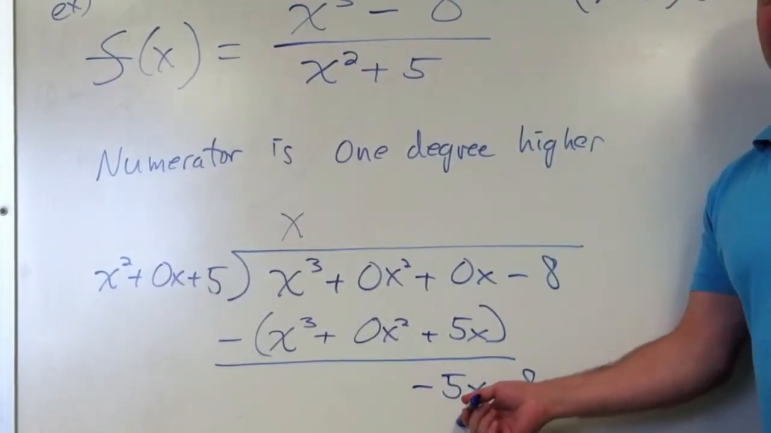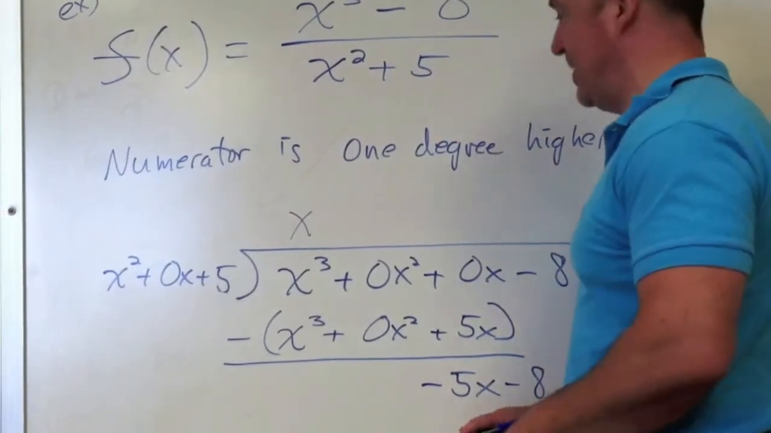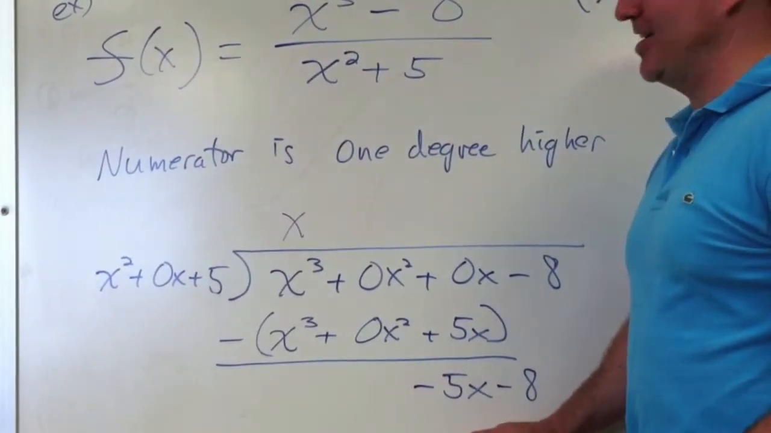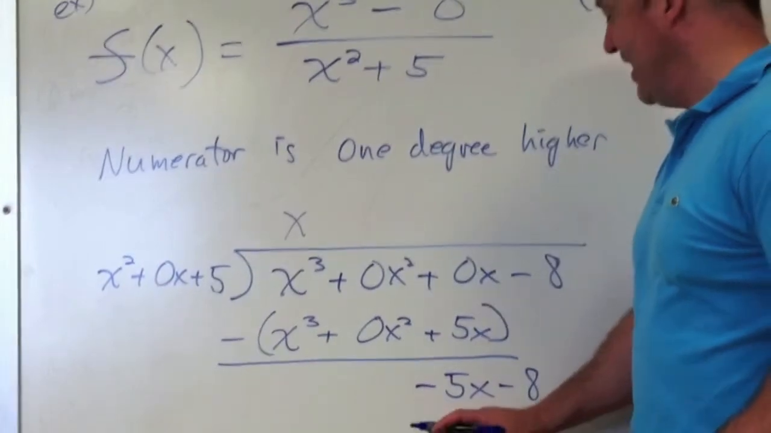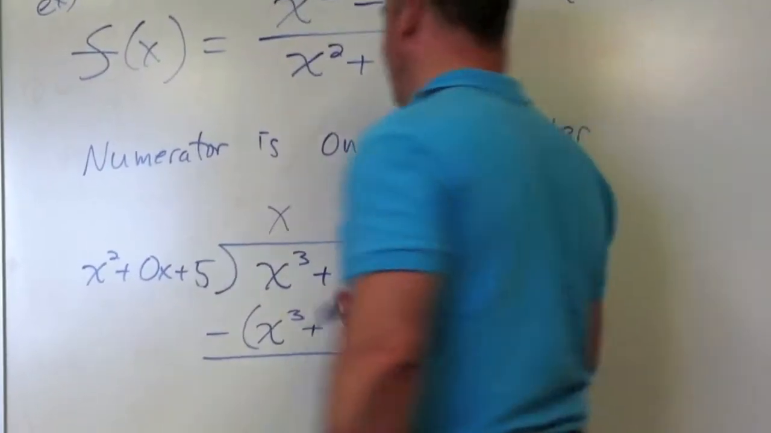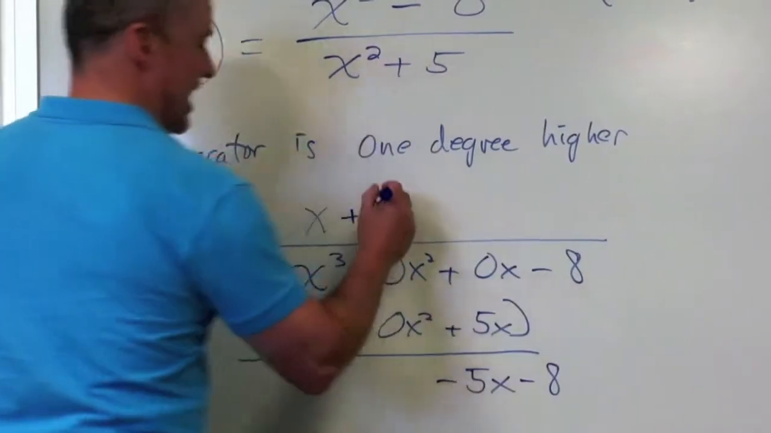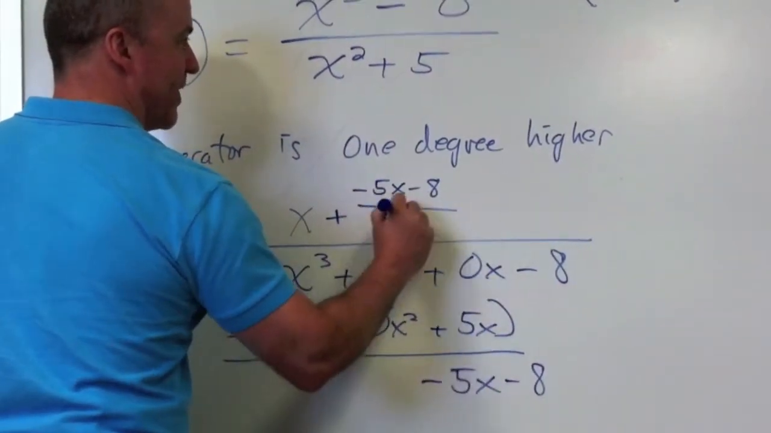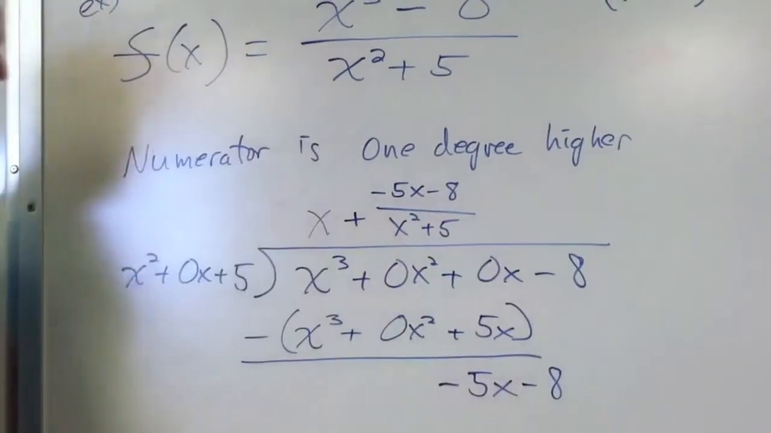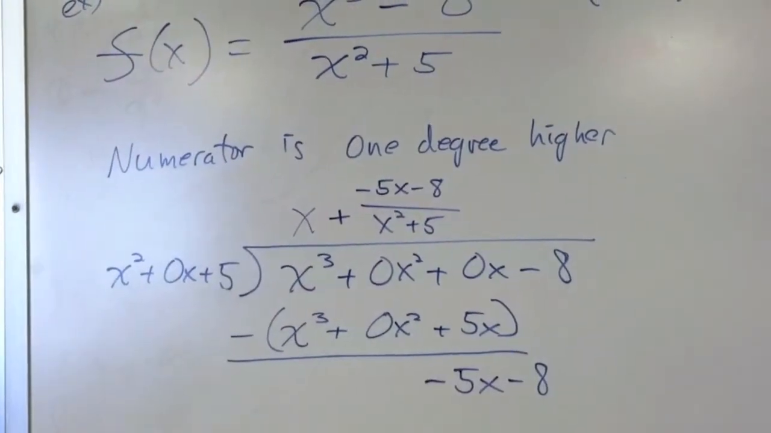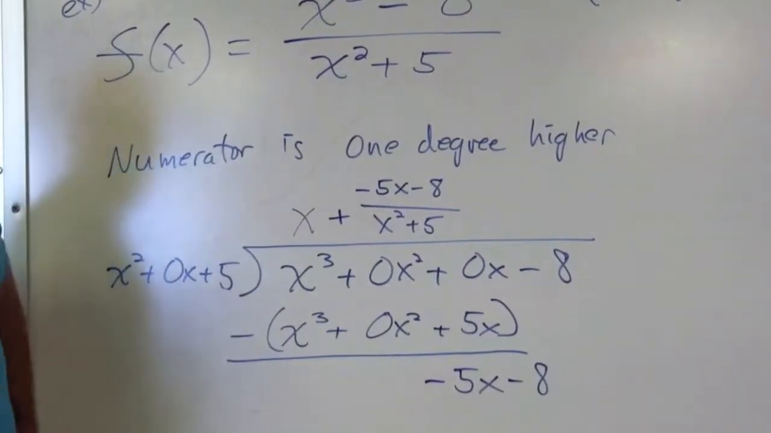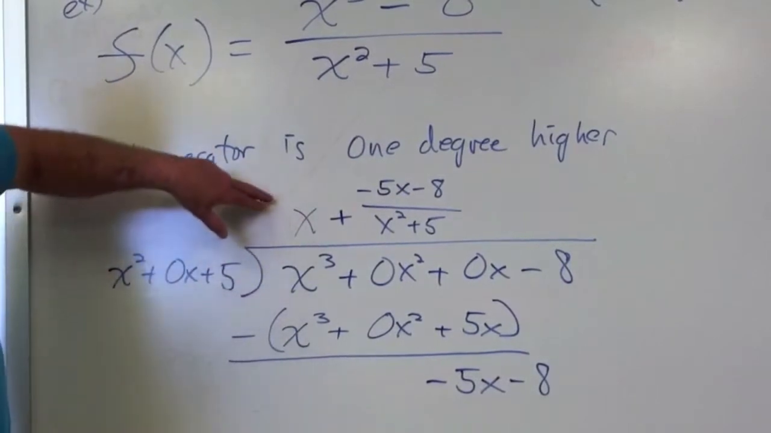X to the negative 1, but we're not going to go into negative exponents. So this is already your remainder. You're already at this point where it's x plus (negative 5x minus 8) over (x squared plus 5). That's your remainder. Okay? I'll show you some examples of this tomorrow, but on a computer that'll make it a little easier.